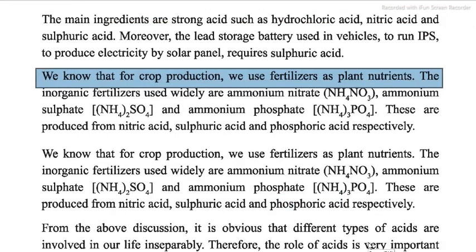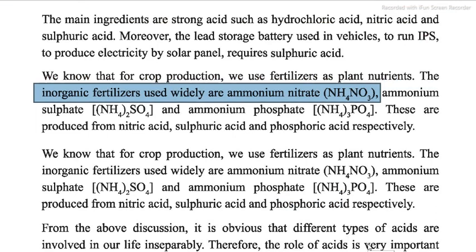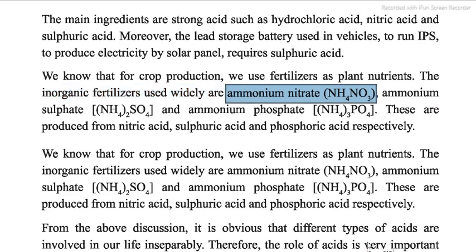We know that for crop production, we use fertilizers as plant nutrients. The inorganic fertilizers used widely are ammonium nitrate, NH4NO3. What is ammonium nitrate? Ammonium nitrate is a chemical compound with the chemical formula NH4NO3.